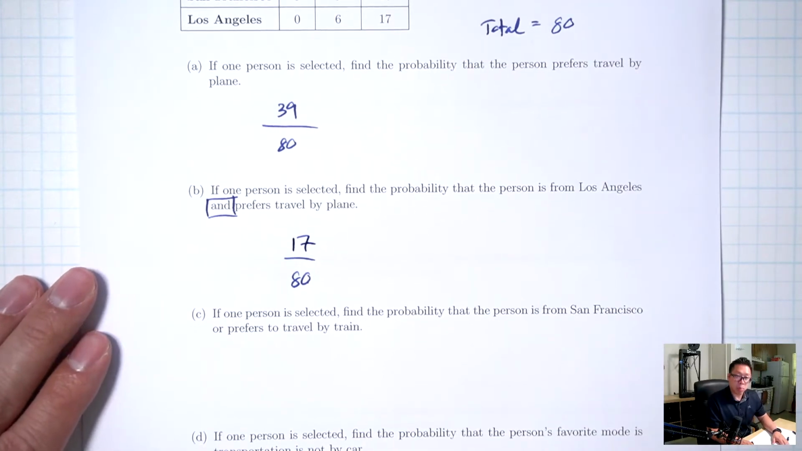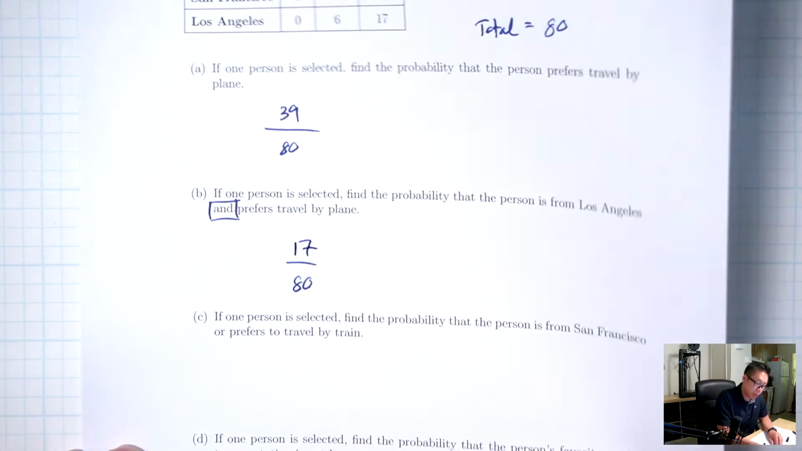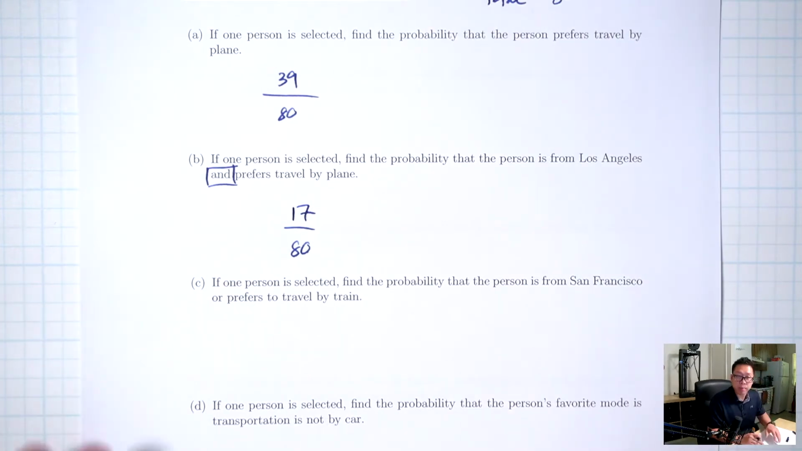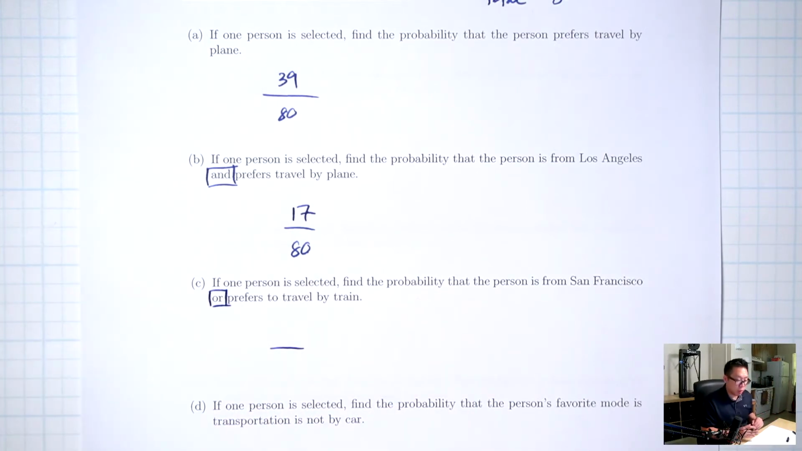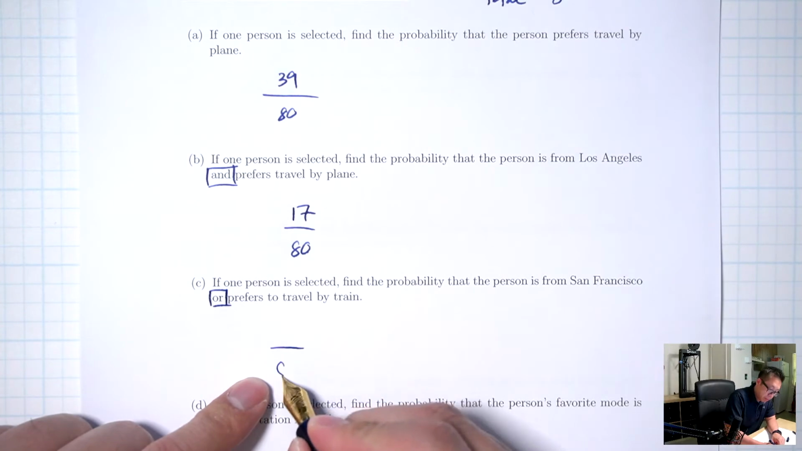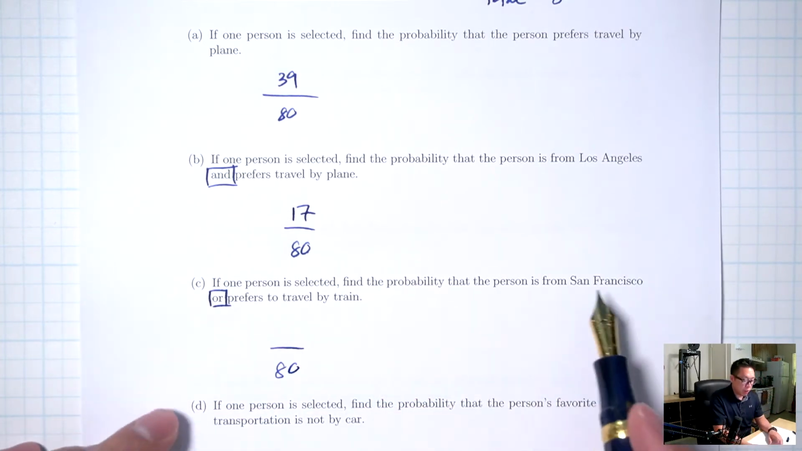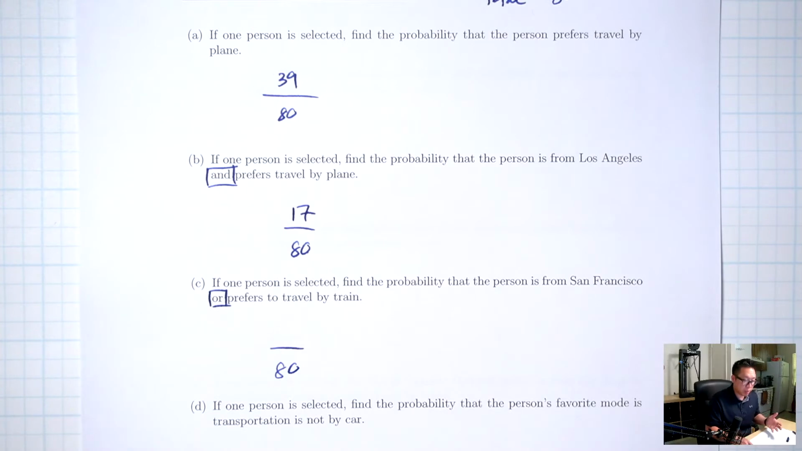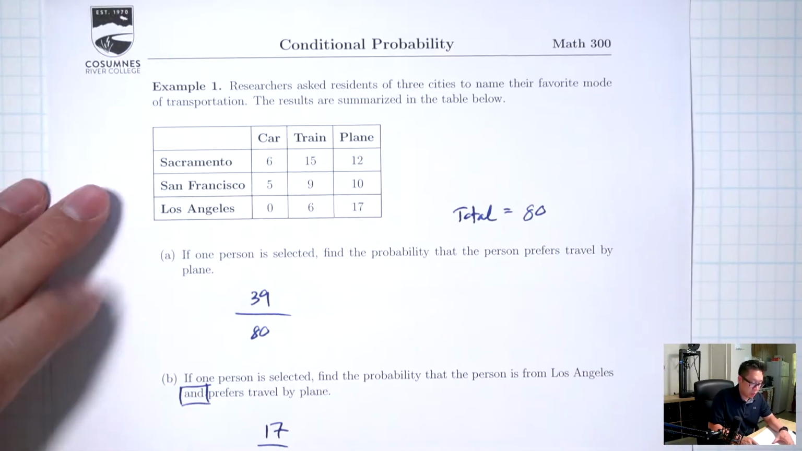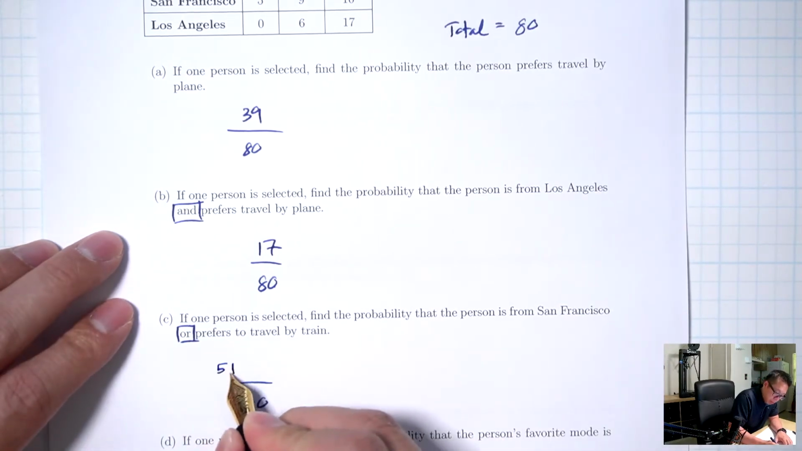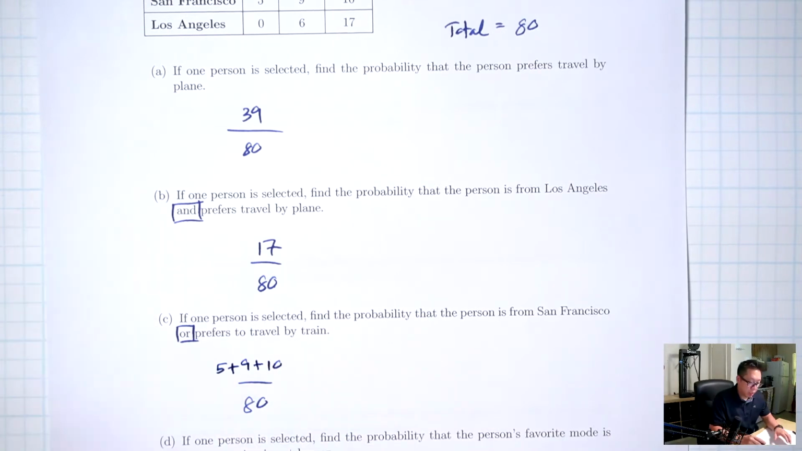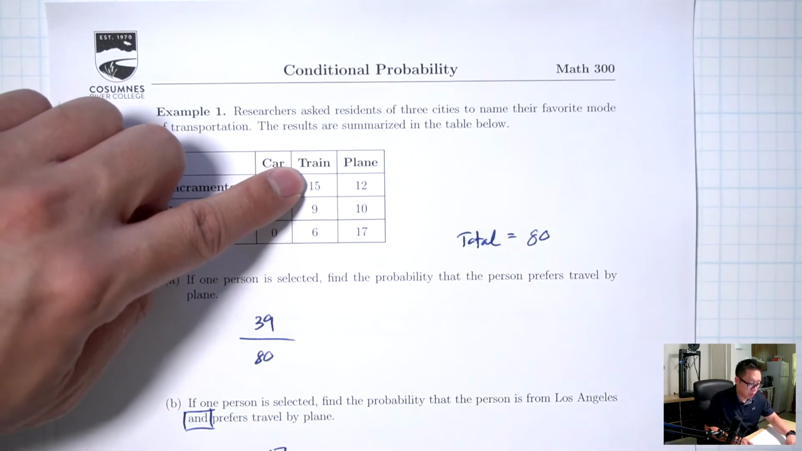Part C. If one person is selected, find a probability that the person is from San Francisco or prefers travel by train. Keyword here is the word "or". The bottom, same as before, is going to be the total, which is 80. Up top, San Francisco or train. Okay, so "or" means I'm going to take the San Francisco people and the train people and combine them to get a bigger set. The way I usually do this is I'll take my San Francisco numbers, which are 5, 9, and 10, and then I'll add on the train numbers.